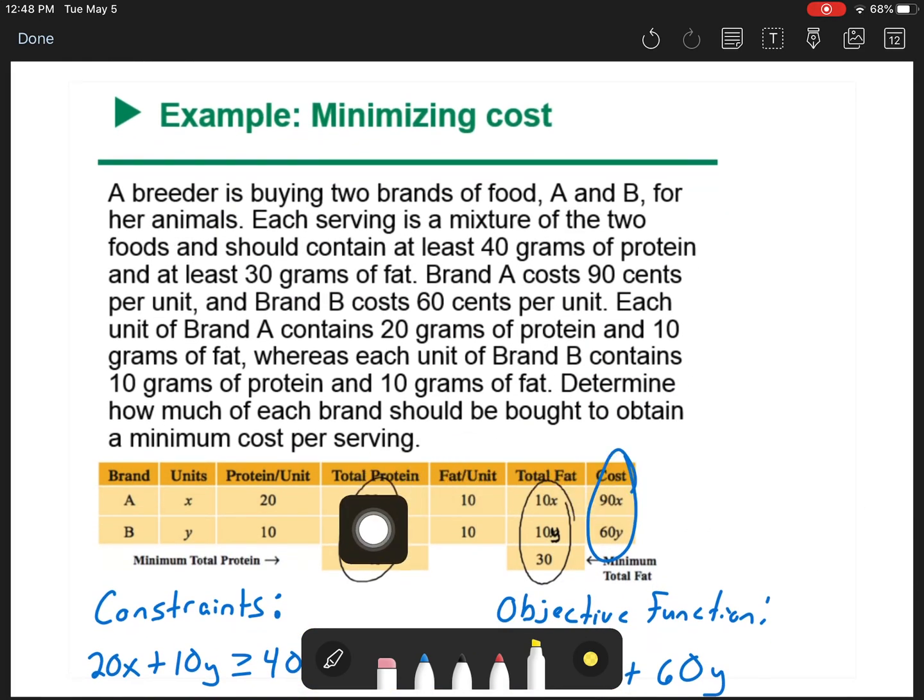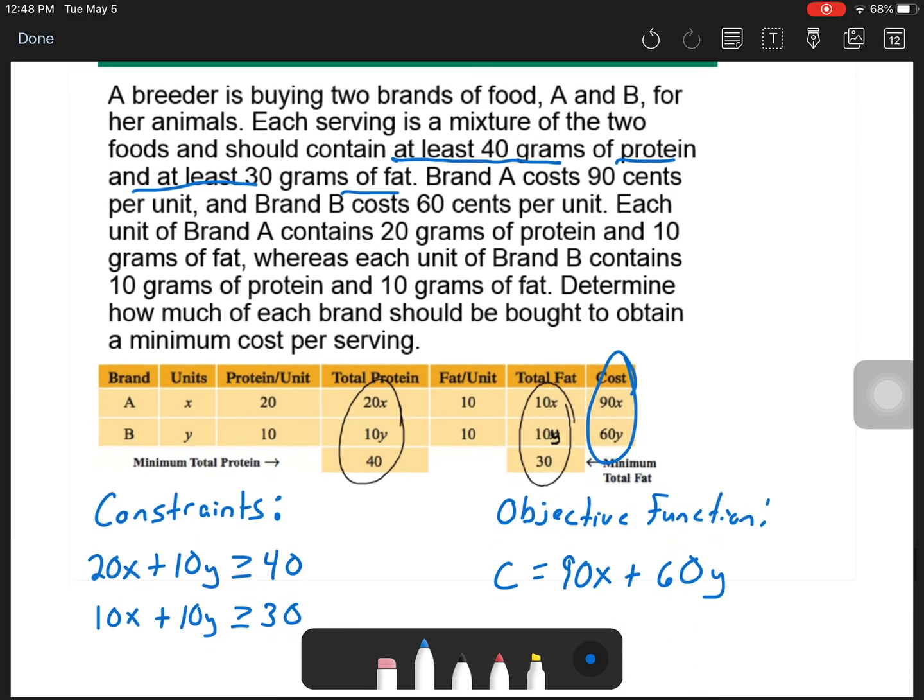So here, they did organize our data for us, which is helpful, but let's quickly read through this. A breeder is buying 2 brands of dog food, brand A and brand B, for her animals. Each serving is a mixture of the 2 foods and should contain at least 40 grams of protein and at least 30 grams of fat. So those statements, at least 40 grams of protein and at least 30 grams of fat, are going to be our constraints, because that's what we have to be meeting in the mixture of these 2 foods. They have to have at least that amount of nutrition in the mixture.